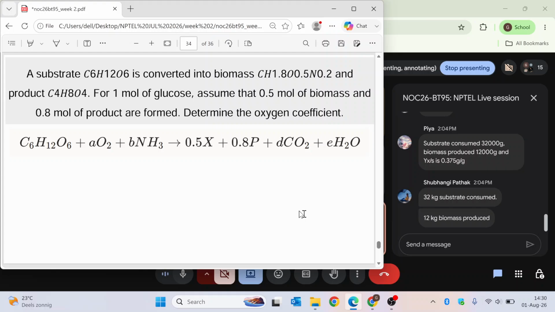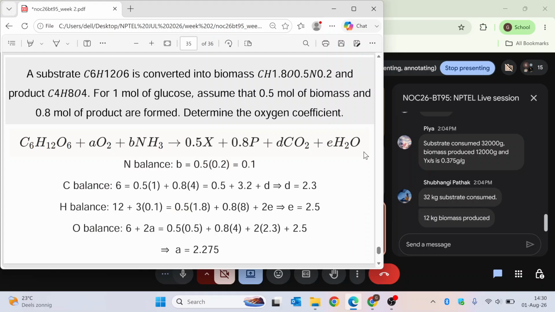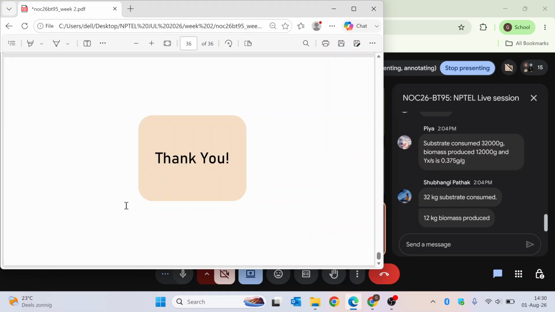So I have denoted them as 0.5 into x, which is the biomass, and 0.8 into p, which is the product, because I am taking only 1 mole of glucose here, so it should only give me 0.5 moles of biomass and 0.8 moles of product. And for the unknowns, I have just given assignments of A, B, D and E. So to find the oxygen coefficient, which is A, you again go with your balancing steps. You balance each of the elements and finally you can find out what is A.